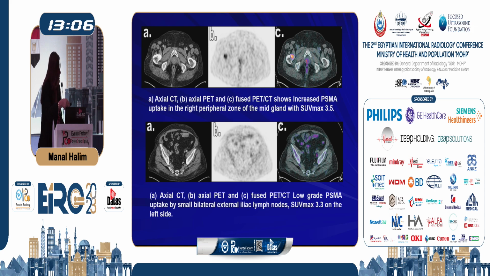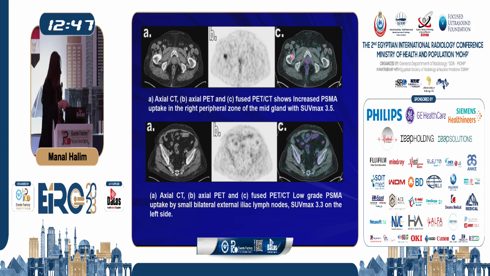This is his CT cuts. This is the PET scans. And here is the fusion scans. The axial CT cuts in the same field of view show there is a high uptake with the fluorine PSMA at the level of the peripheral zone of the mid gland with SUV maximum of 3.5.